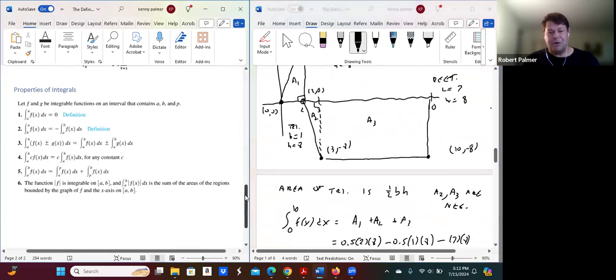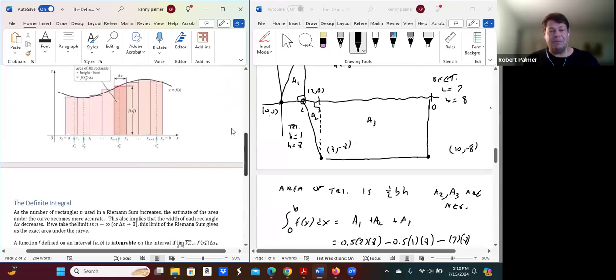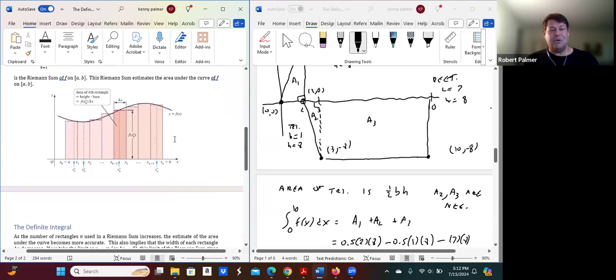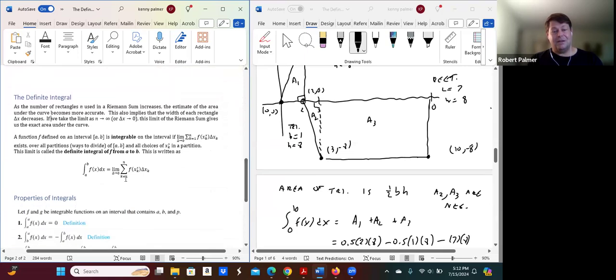So let's review what we've talked about so far today. We introduced the idea of the definite integral. If you take a Riemann sum like this, and as the number of rectangles goes to infinity, meaning the same thing as the width of each rectangle goes to 0, then you get not just an estimate but the exact value of the area under the curve. We take that limit as delta x goes to 0. Then the delta x becomes the differential dx, and that becomes what's called the definite integral, the exact area under the curve.